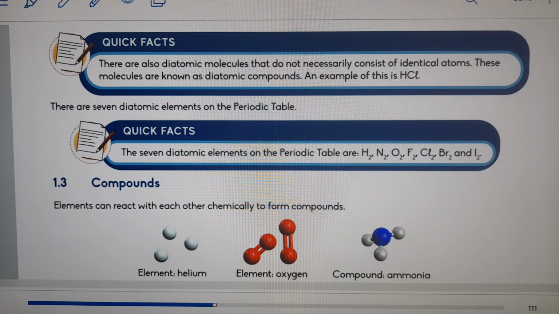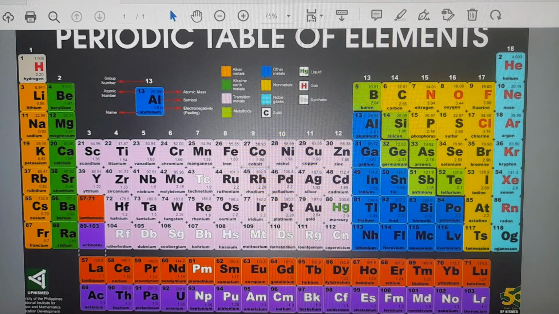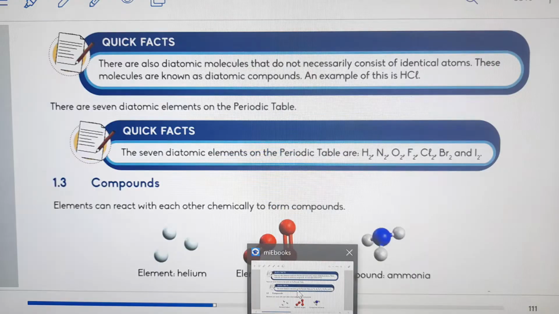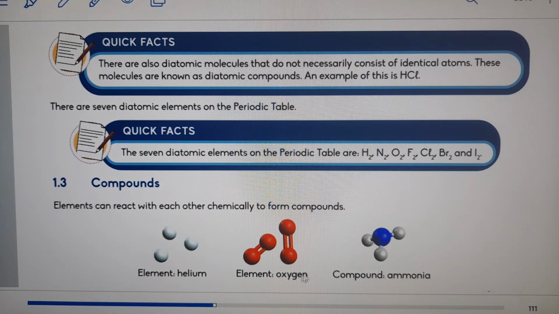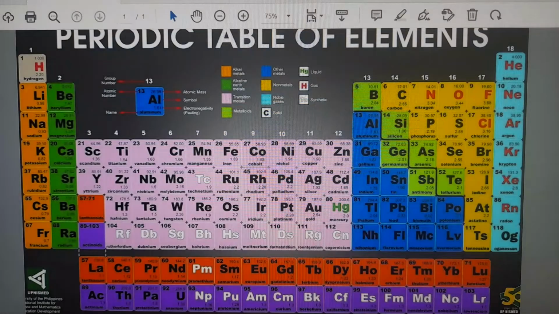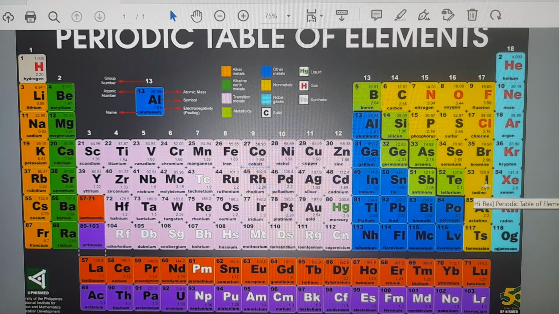Okay, so let's look at them in the periodic table. The diatomic elements are hydrogen, nitrogen, oxygen, fluorine, chlorine, and bromine. Let me look at the last two in our textbook. And iodine, the last one. Let's look at the iodine. Here is the iodine. You see that?